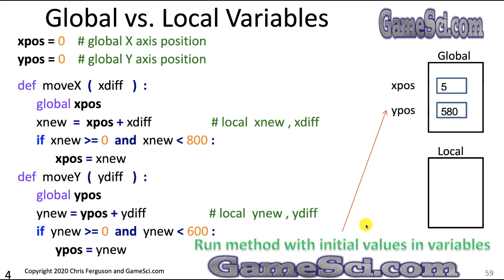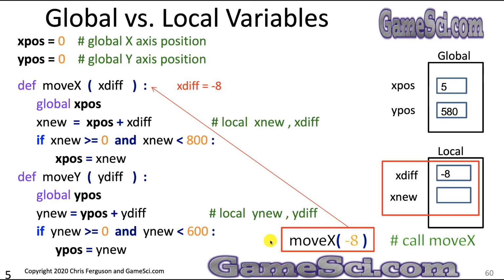I was running out of room here, so I put the call to move X a little bit farther to the right. This is code that would normally be down here below move Y. But I didn't have room down there, so I moved it over here. But assume this is after the functions are defined, because you cannot call a function until it's defined. This code has to be below the function defines.